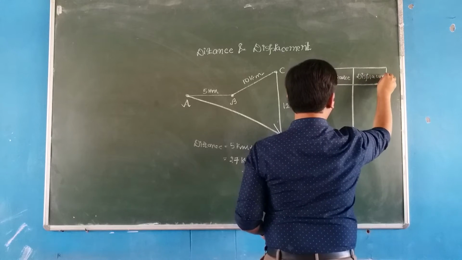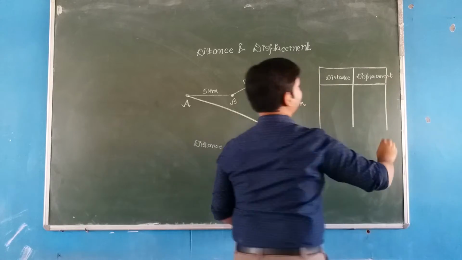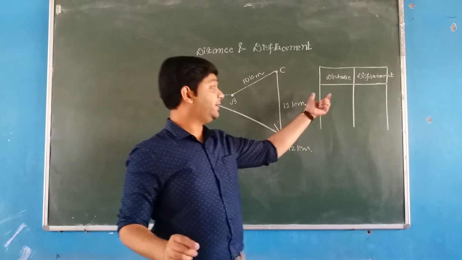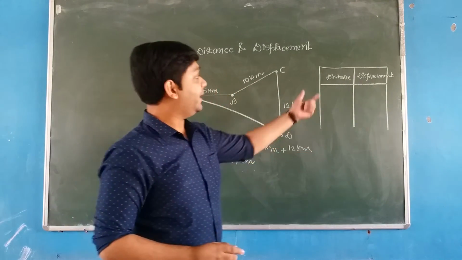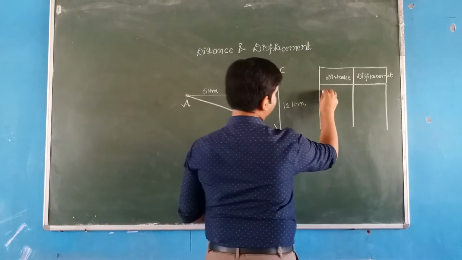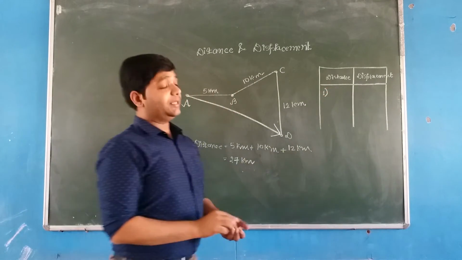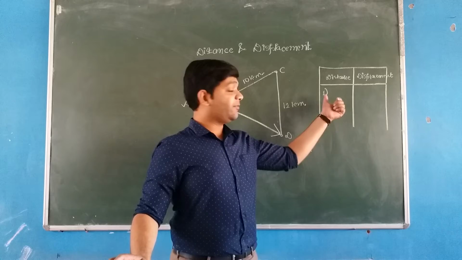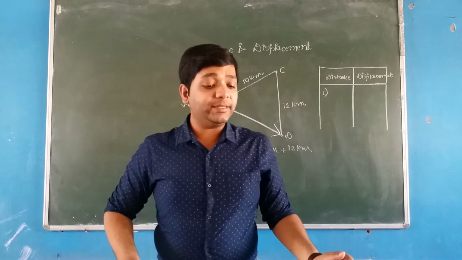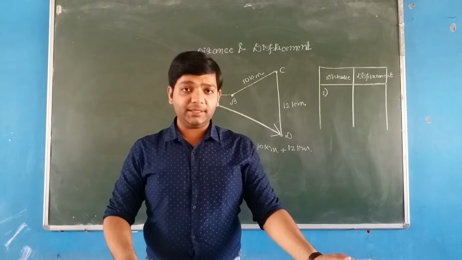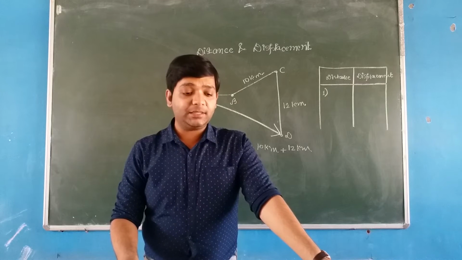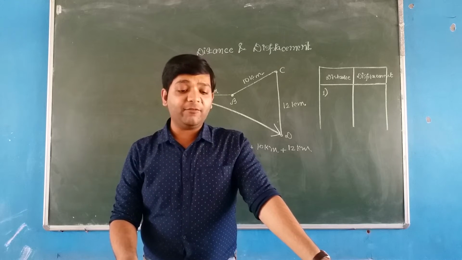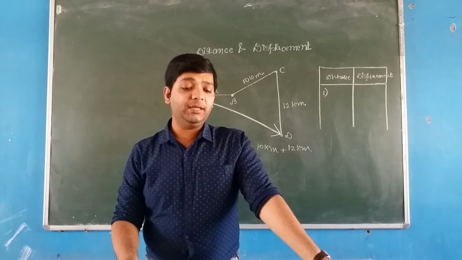So I am repeating the first point. Please write the first point. The first point will be the definition itself. So here write in this under the column distance. The first point is the actual length of the path traveled by a moving body.